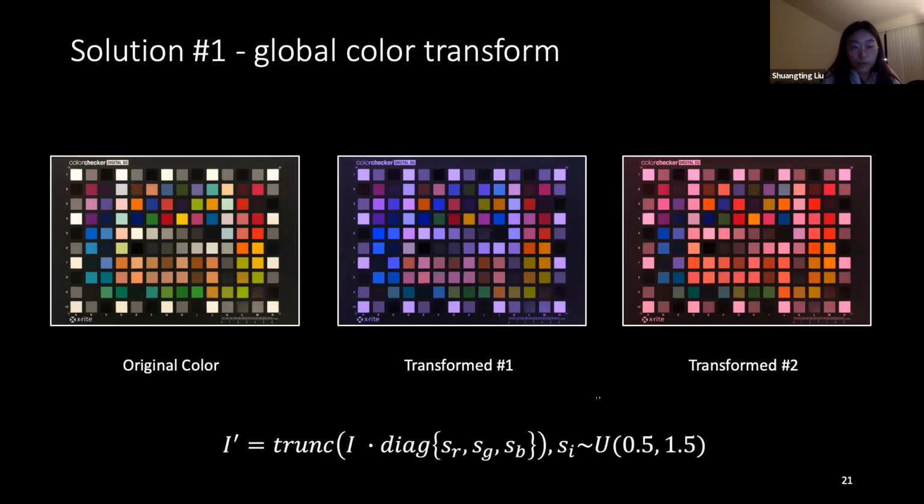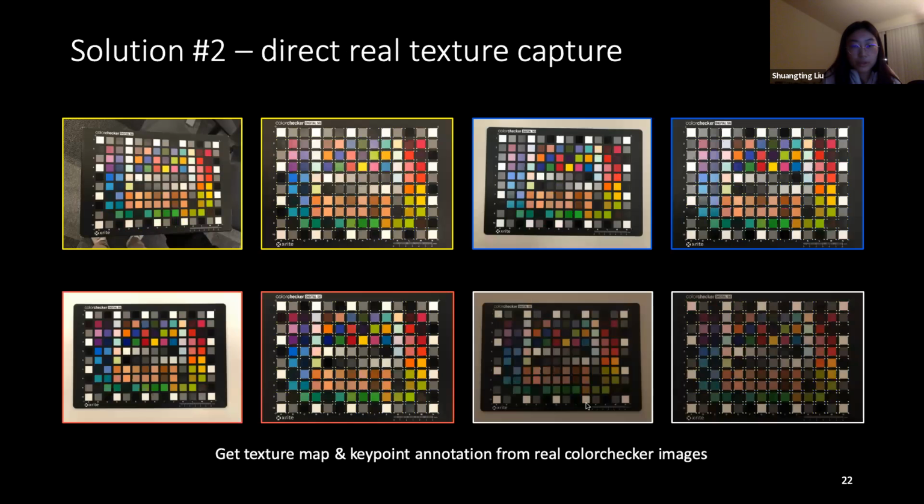So therefore, we propose two solutions. The first one is the global color transform, which means that we multiply each RGB channel with a random number. The intuition is that we want the network to learn from the relative color values instead of the absolute color values. And the second solution is we replace the synthetic texture with the captured real texture.